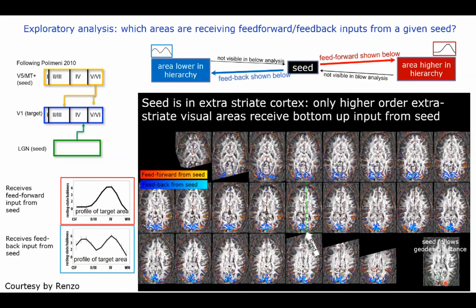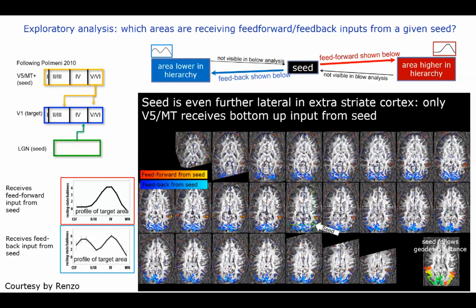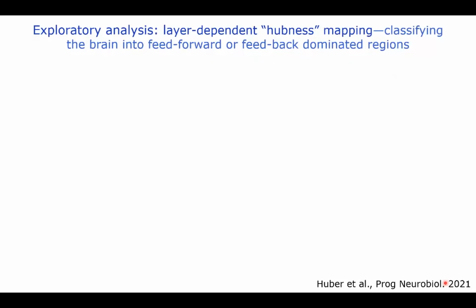And if you move the seed further into the extrastriate cortex, you can see that areas further along the cortex receive the feed-forward connections, but a lower area like V1 receives feedback input from the seed. So if you go further into the striate cortex, you will see only very higher-order visual areas receiving bottom-up inputs from the seed. Yeah, and I think that shows the way you check the profiles of the different brain regions relative to a specific seed.